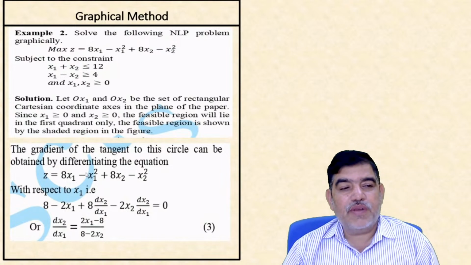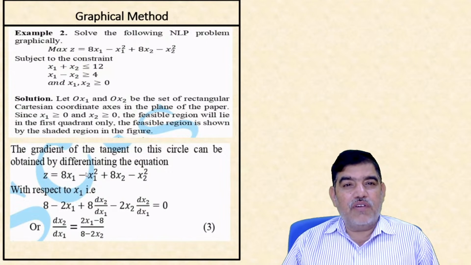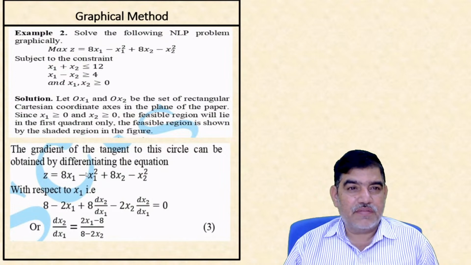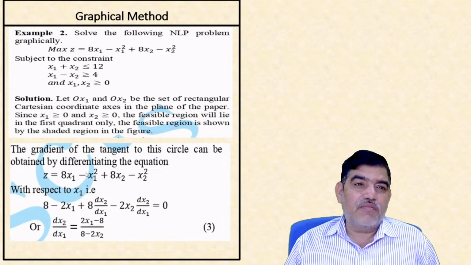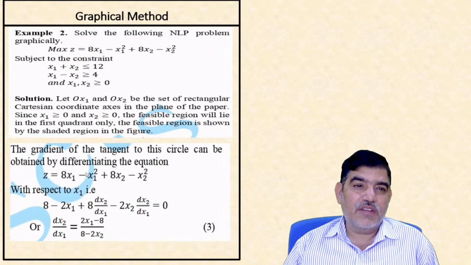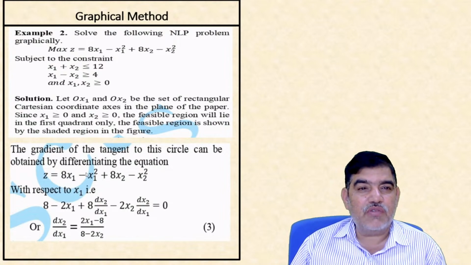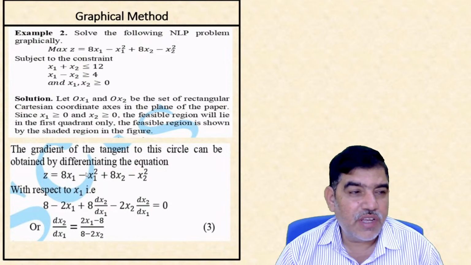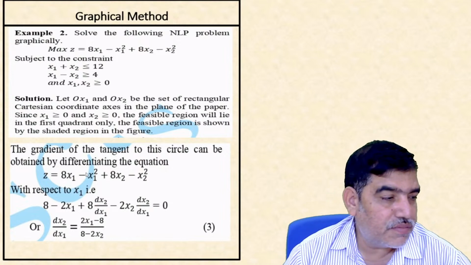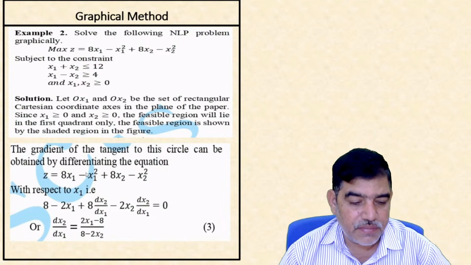Similarly, I will explain one more example of the graphical method. Solve the following NLP problem graphically. The question gives max z equal to 8x1 minus x1 square plus 8x2 minus x2 whole square, subject to two constraints: x1 plus x2 less than or equal to 12, x1 minus x2 greater than or equal to 4, and x1, x2 greater than or equal to 0. So this is actually the question.